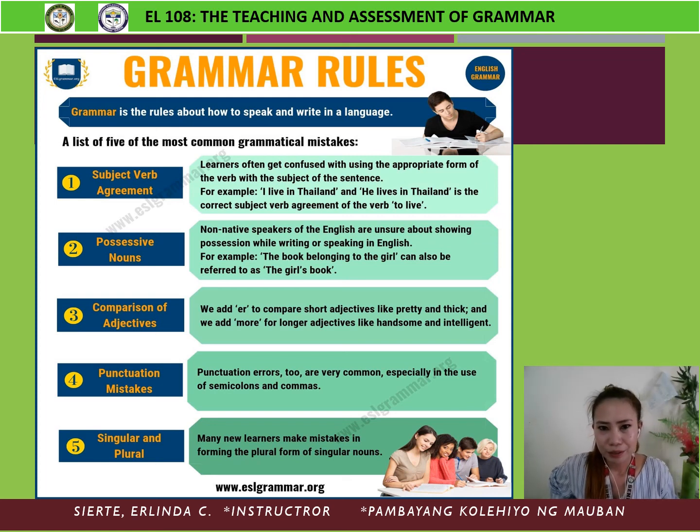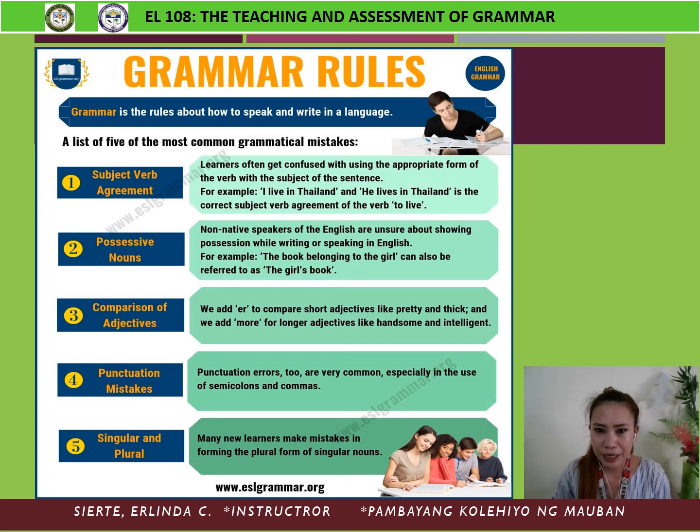So there is a list of 5 most common grammatical mistakes. The first, subject-verb agreement. Learners often get confused with using the appropriate form of the verb with the subject of the sentence. For example, I live in Thailand and he lives in Thailand is the correct subject-verb agreement of the verb to live. Next, possessive nouns.